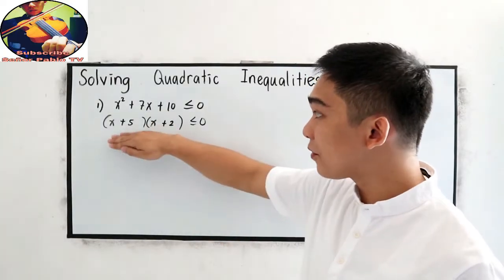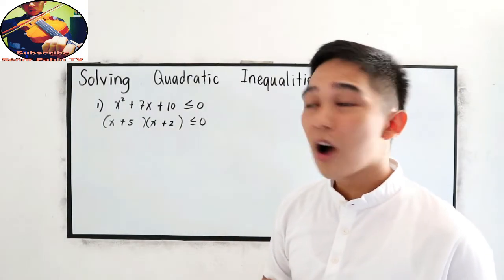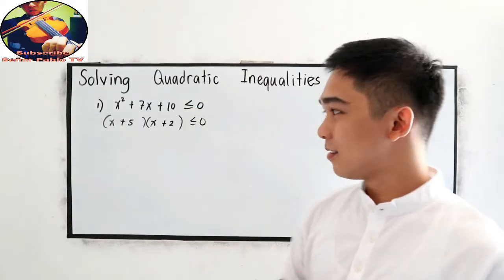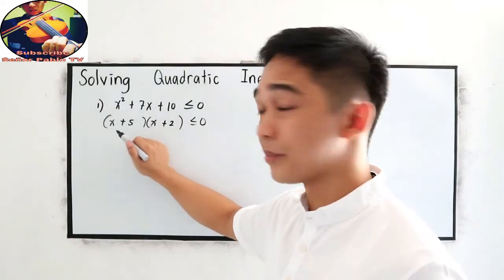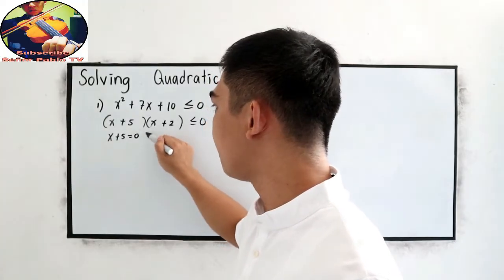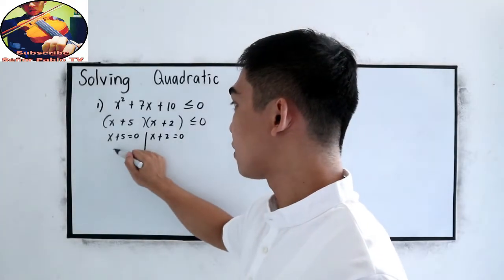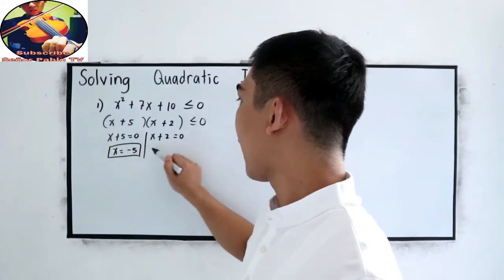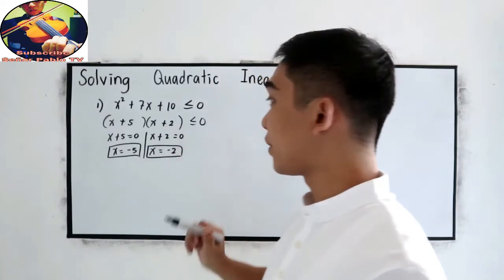Now, after getting the factors, find the zeros of our quadratic inequality. Our zeros, we just equate to 0. So, x plus 5 is equal to 0. Then x plus 2 is equal to 0. So, x is equal to negative 5, and x is equal to negative 2. This will be our zeros.